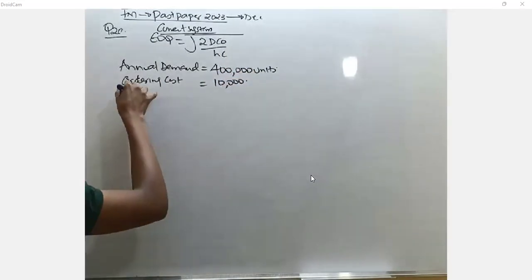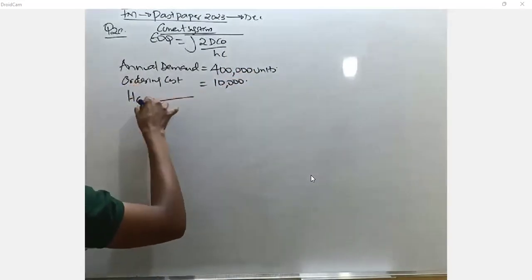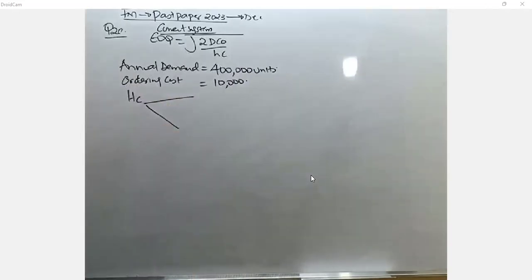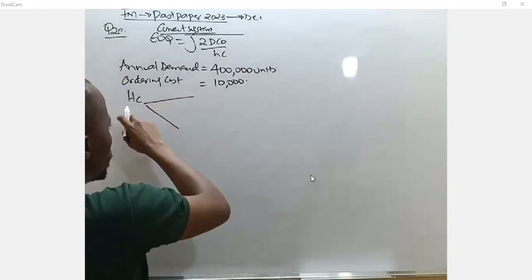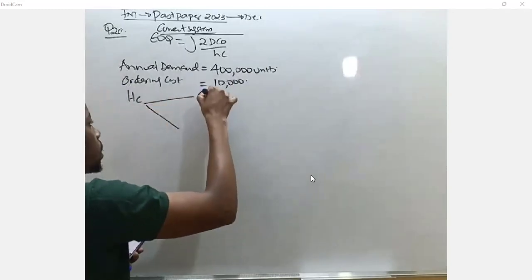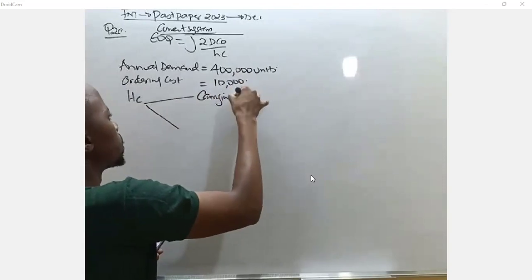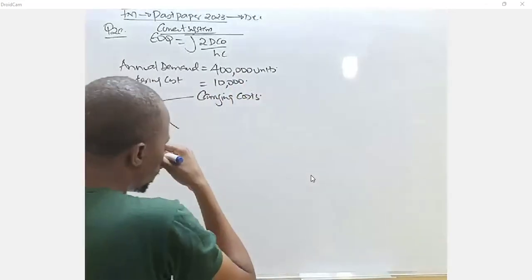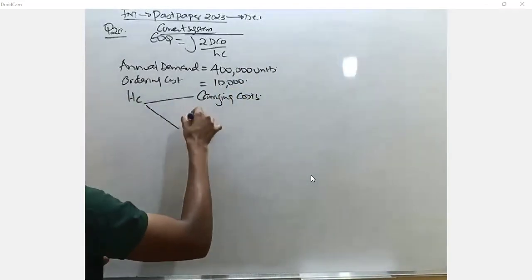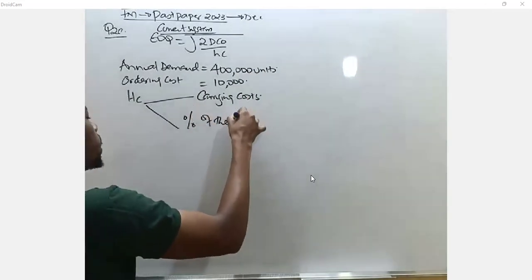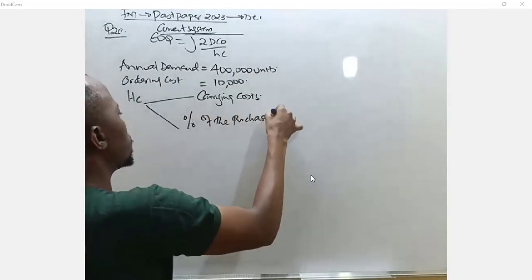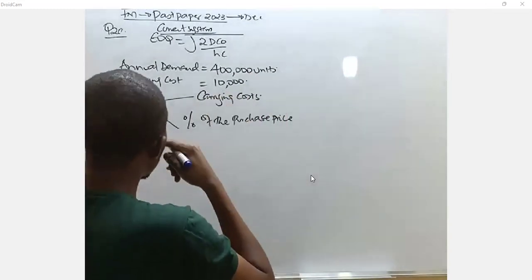Right. Then we have the holding cost. I remember if you followed well with working capital management, the examiner can give you the holding cost and call it the carrying cost. Also, the examiner can give you a proportion of the purchase price. Right? The proportion of the purchase price.